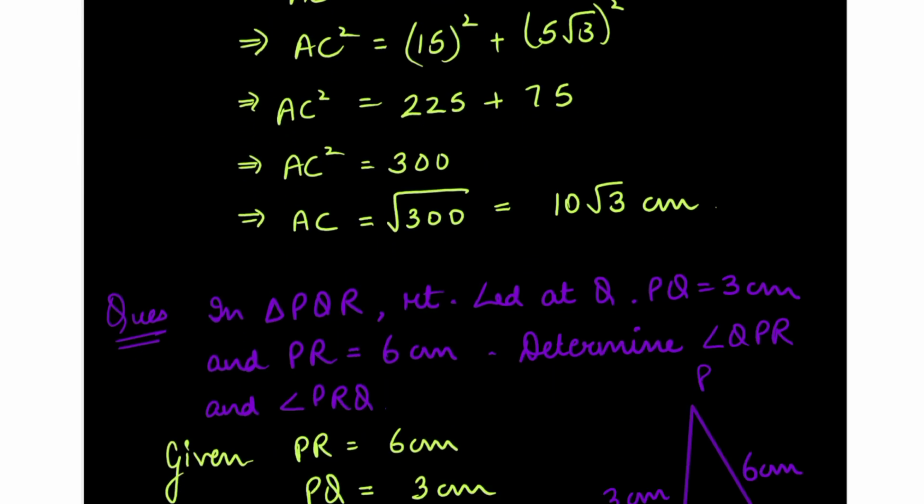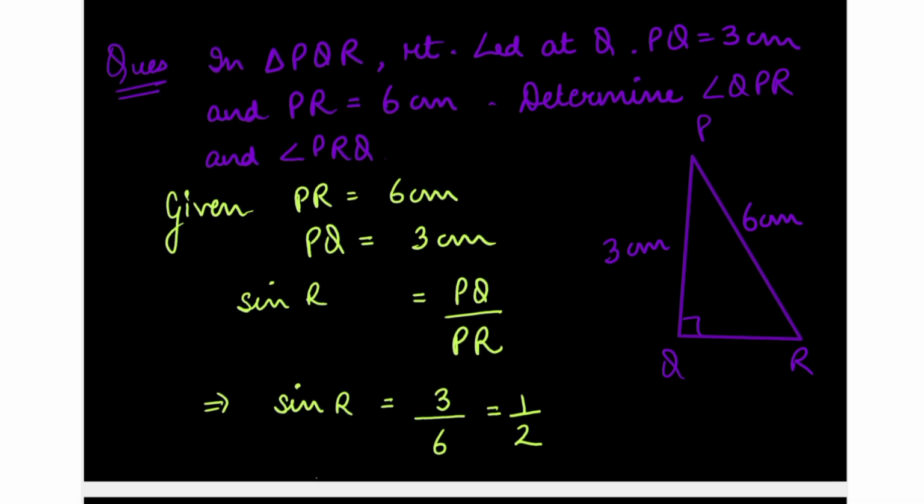Now, next question. In triangle PQR, right angled at Q, PQ is 3 centimeters, PR is 6 centimeters. Determine angle QPR, this angle, and PRQ, that is this angle. Now we have been given these two sides, that is PQ and PR.